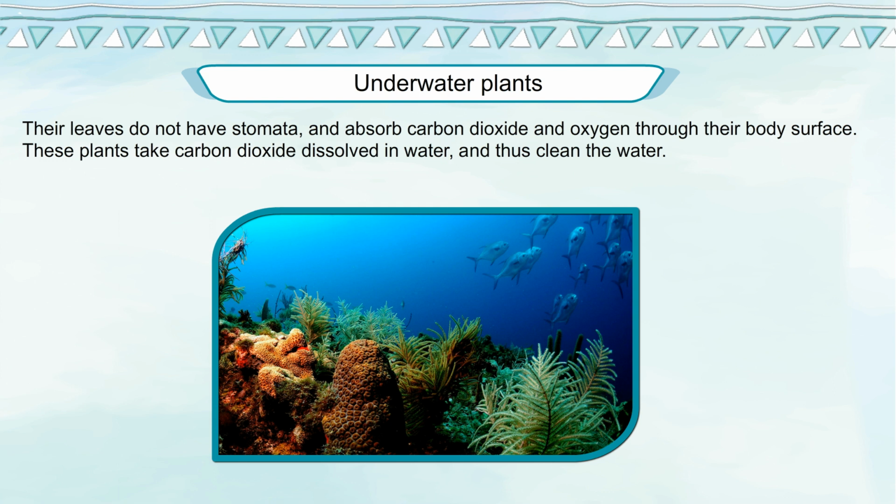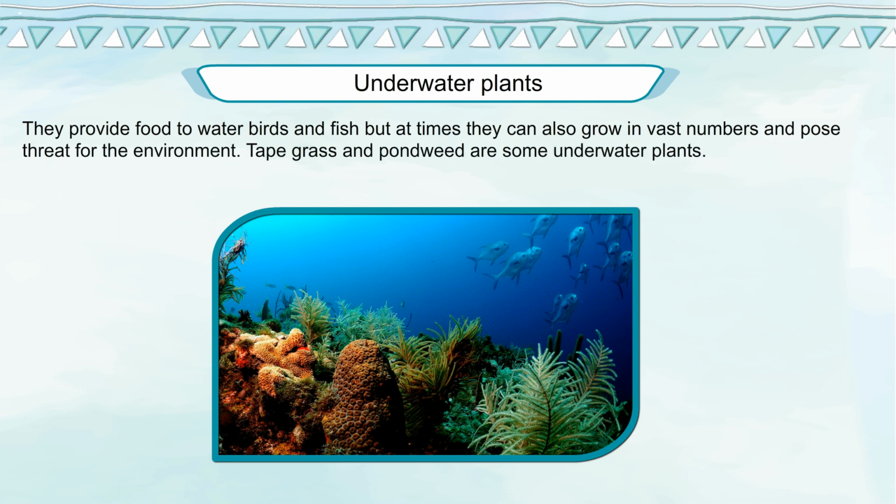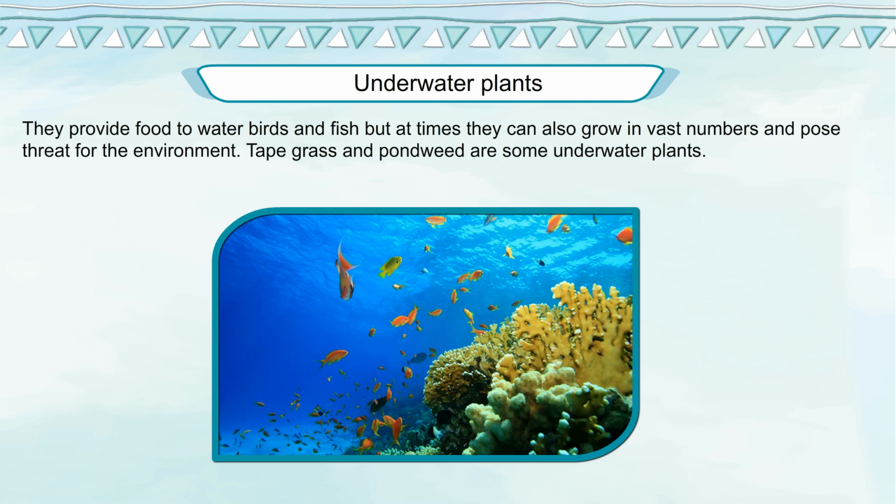These plants take carbon dioxide dissolved in water and thus clean the water. They provide food to water birds and fish, but at times they can also grow in vast numbers and pose threat for the environment. Tape grass and pondweed are some underwater plants.